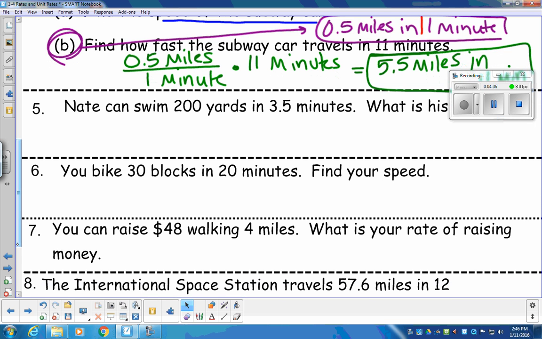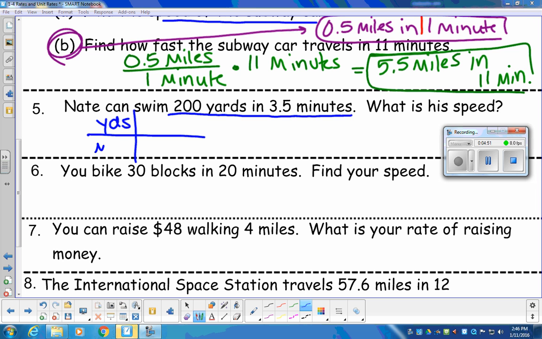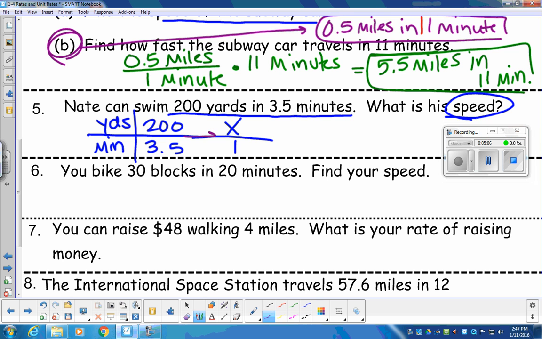Question number 5. We're really talking about speed here, which is really a rate. How fast can you do something? So Nate can swim 200 yards in 3.5 minutes. What we know about Nate is he can go yards compared to minutes, which becomes a rate. 200 yards in 3.5 minutes. If we want to know Nate's speed, we really want to know how fast Nate is going in 1 minute. So our job is to go from a rate to a unit rate.